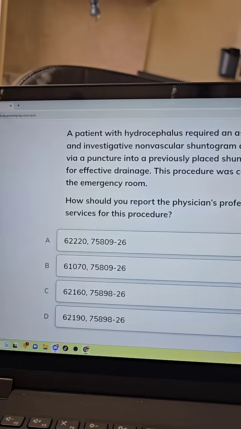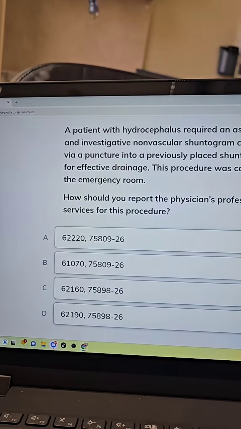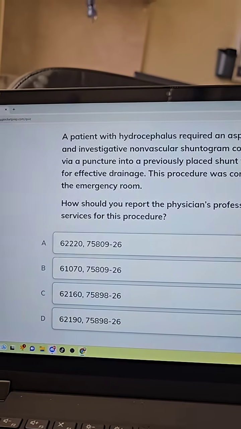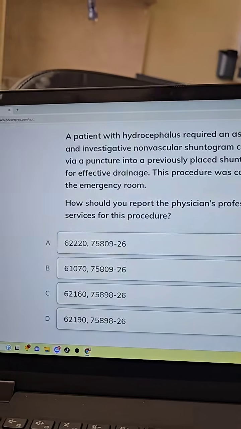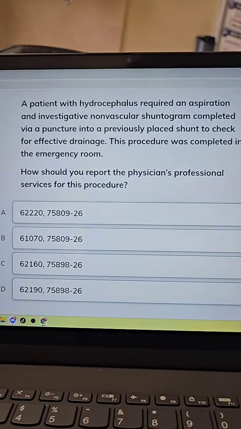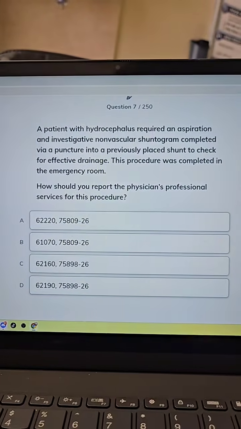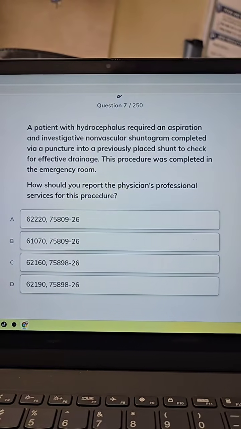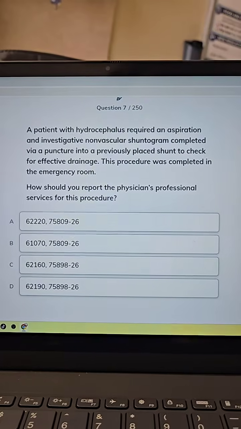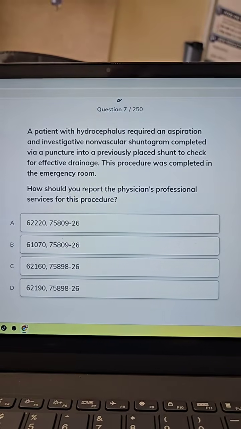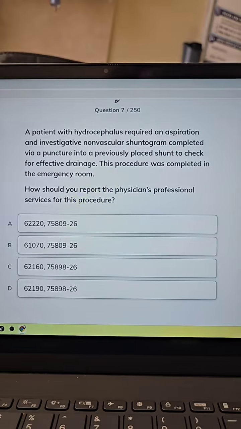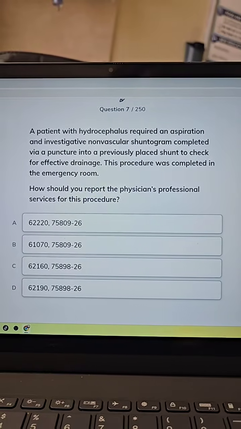Let's see. She said something about the reason for the visit. Can it be an external cause code? It can be if it is a Chapter 19 external cause in the ICD-10 book. It cannot be an external cause code from Chapter 20 in the ICD-10 book.